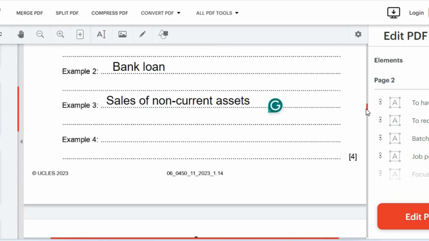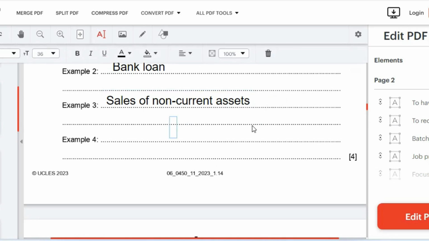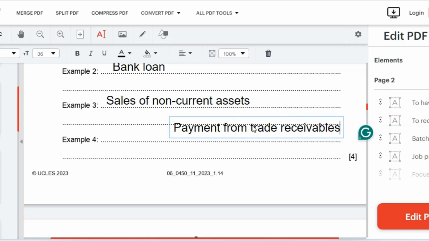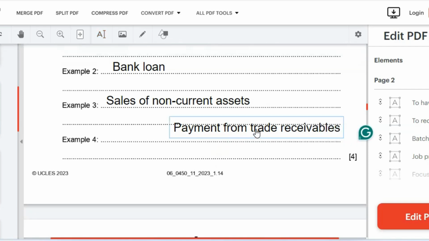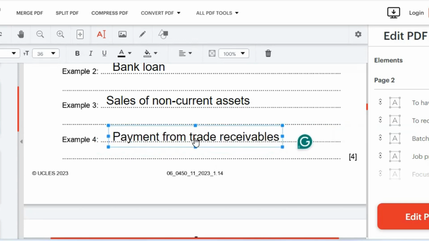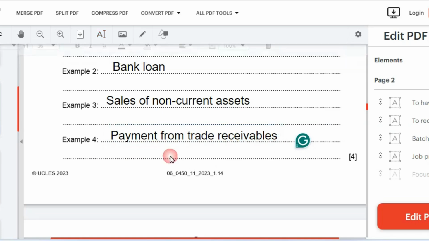Now, moving to example 4, it can also be a payment from trade receivables. Of course, payment from debtors can also be a cash inflow to the business. Payment from trade receivables. Yes, trade receivables, that is the debtors. When you collect money from your debtors, it will become a cash inflow to your business.